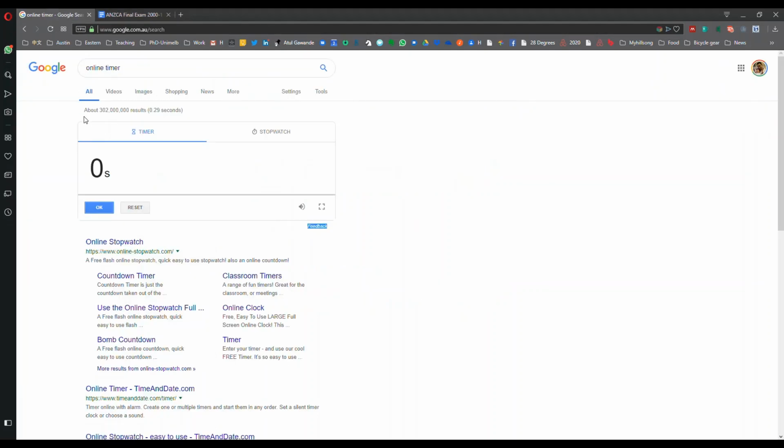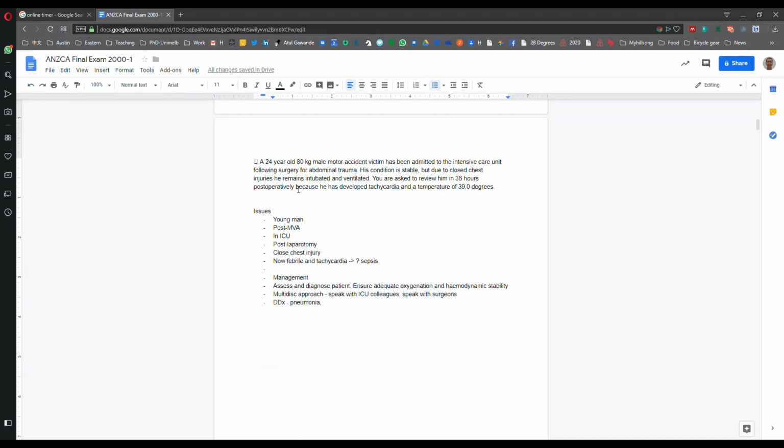Okay, so that's my 2 minutes up. So, my opening statement for this patient would be, this is a young man who is post motor vehicle accident who presents with potential sepsis. He is post laparotomy and has a closed chest injury. So my differential diagnosis would include pneumonia or a bowel leak or an anastomotic leak, so abdominal sepsis.